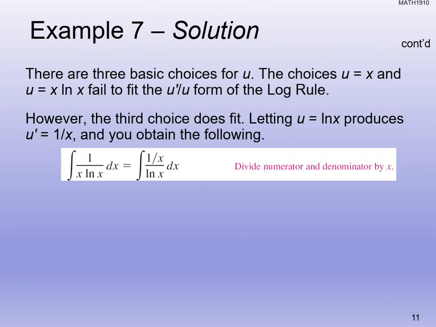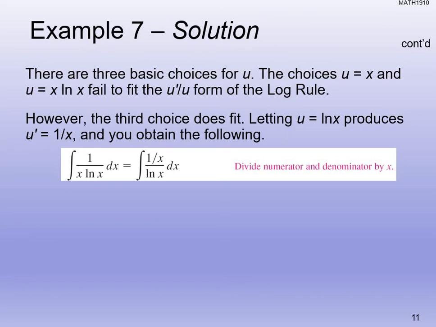So we can rewrite our integral. We're going to divide the numerator and the denominator of our integral by x, so that it fits our u and du. As long as we let u equal the natural log of x, and we multiply by 1 in the form of x over x, our integral becomes 1 over x divided by natural log of x.